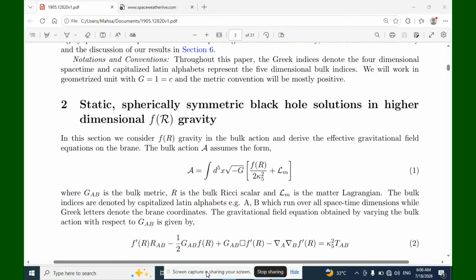In the name of Almighty God, I'm Master Sankosha, and today I want to talk about the static, spherically symmetric black hole solutions in higher dimensional f(R) gravity.